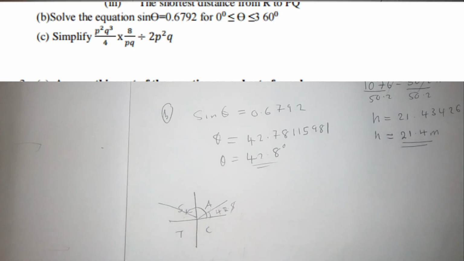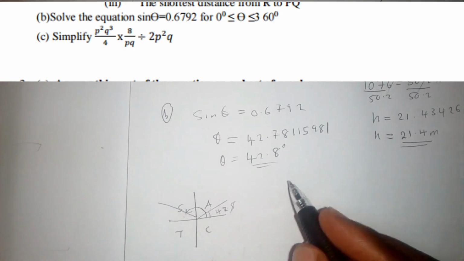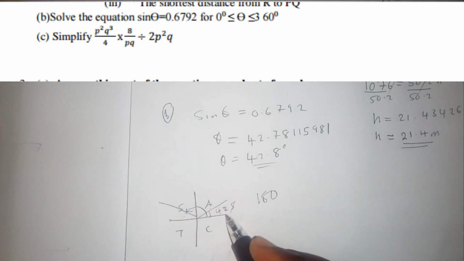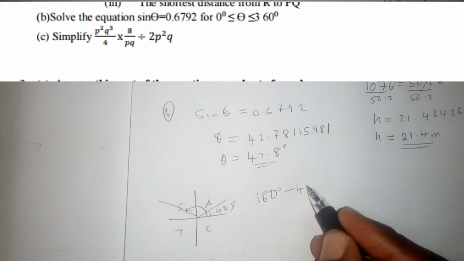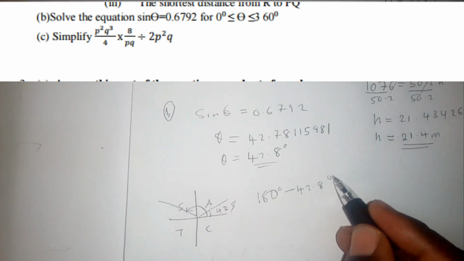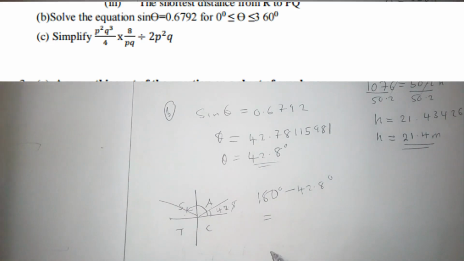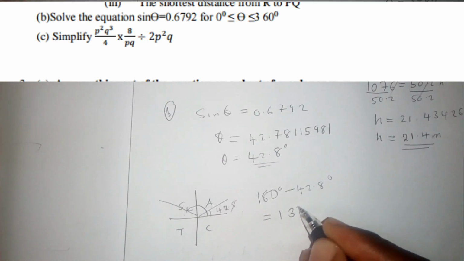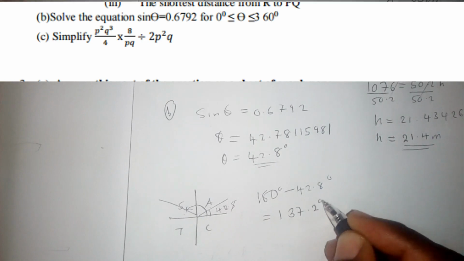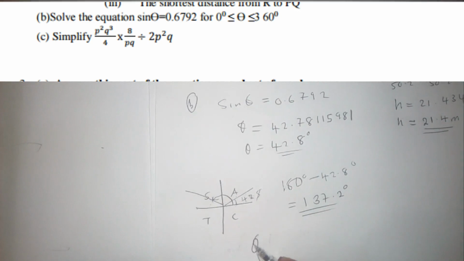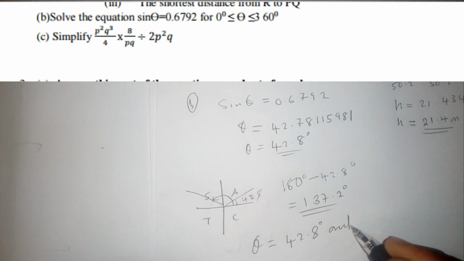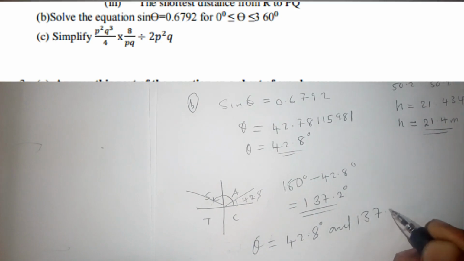So what is this angle? In order for us to find this angle, we'll say 180, because from here to here it's a straight line, 180 degrees minus 42.8 degrees. And our answer will be equal to 137.2 degrees. So the solutions now, theta is equal to 42.8 degrees and 137.2 degrees.